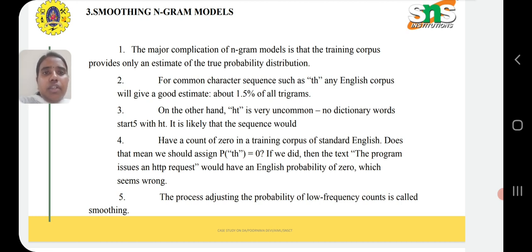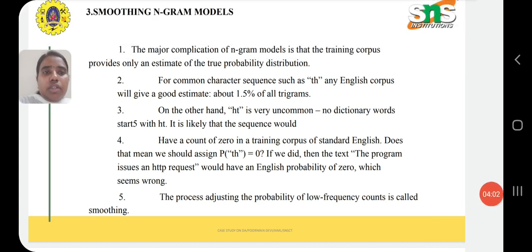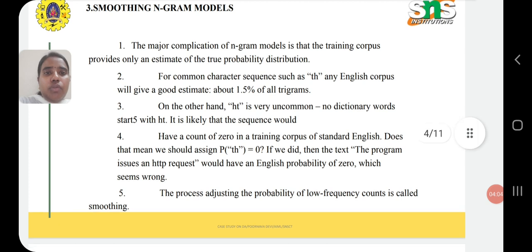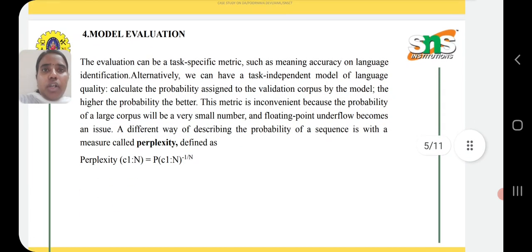Does that mean we should assign P(htp) equal to 0? If we did, then the text in the program "this program issues an http request" would have an English probability of 0, which seems wrong. The process of adjusting the probability of low-frequency counts is called smoothing.